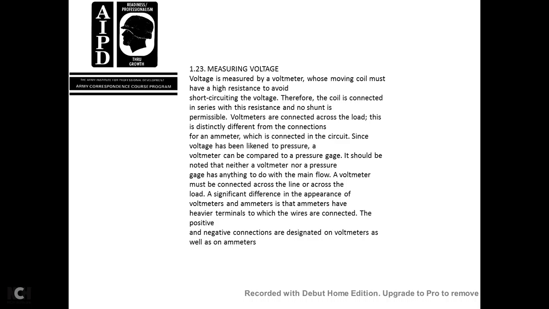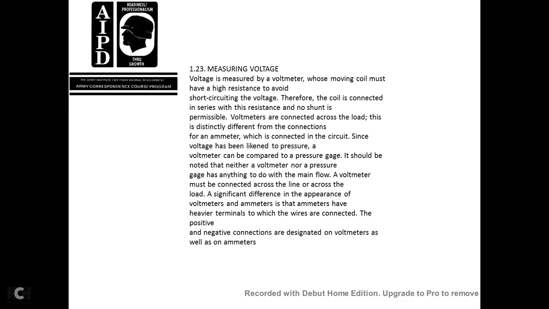Part 3, measuring voltage. Voltage is measured by the voltmeter, whose moving coil has a high resistance, avoiding short circuiting of the voltage. Therefore, the coil is connected in series with a resistance. No shunt is permissible. Voltmeters are connected across the load. This is distinctly different from the connection of the ammeter, which is connected in the circuit. Since voltage has been likened to pressure, the voltmeter can be compared to a pressure gauge.